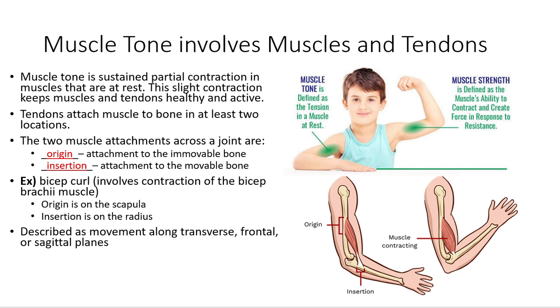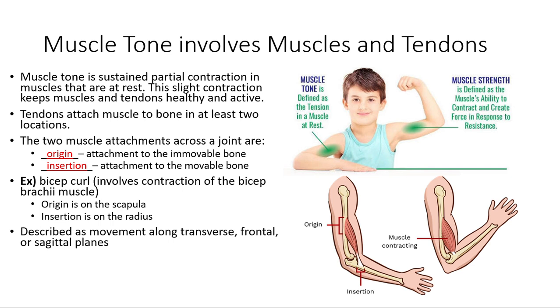So speaking of muscle tone, we want to look at the attachment by tendons of muscles to bone, because it's the contraction of that muscle via tendons that creates that muscle tone that helps stabilize synovial joints. Keep in mind that these tendons are attached to bone in at least two locations. The two muscle attachment points would be the origin, the attachment to the immovable bone, and the insertion, the attachment to the movable bone. Imagine doing a bicep curl or bending your elbow.